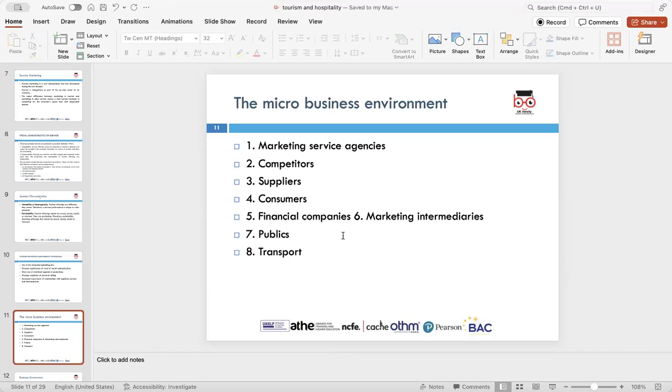Additionally, there are financial companies and marketing intermediaries. Financial companies provide the funds and credit services essential for operations and expansion. Publics include any group with an interest in or impact on the organization. And finally, transport plays a very important and vital role, as it connects tourists to their destinations and enhances accessibility.